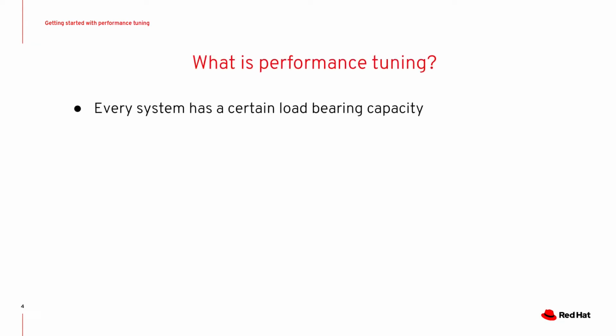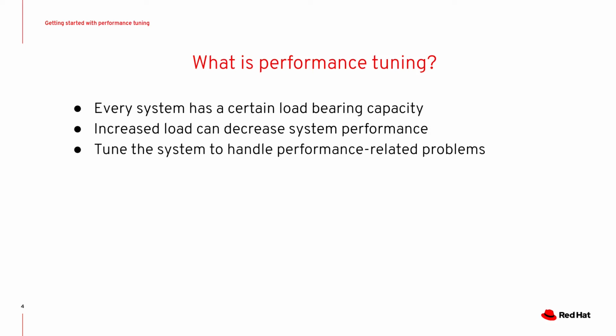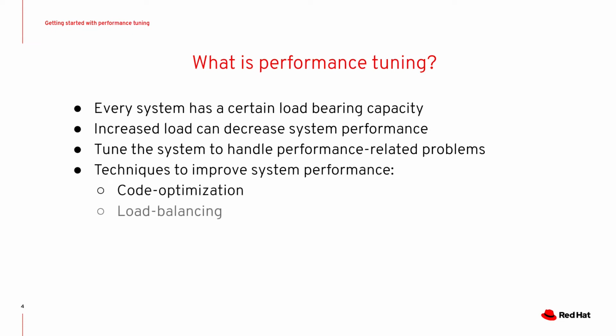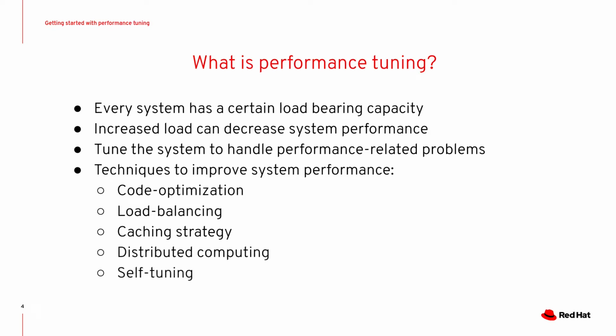Every computer system has the capacity to bear a certain amount of load. Most systems respond to an increase in load with some degree of decrease in performance. Performance analysis allows you to understand how your system handles these loads. After you do a performance analysis, you can tune the system to address any performance-related problems by modifying the system to handle higher loads. Code optimization, load balancing, caching strategy, distributed computing, and self-tuning are some of the techniques you can use to improve system performance.